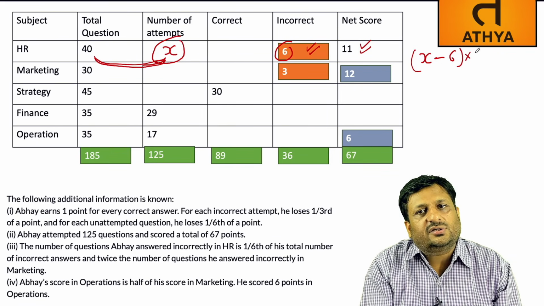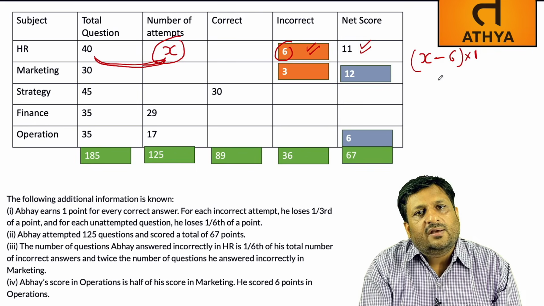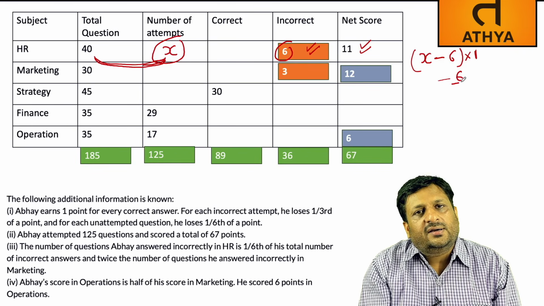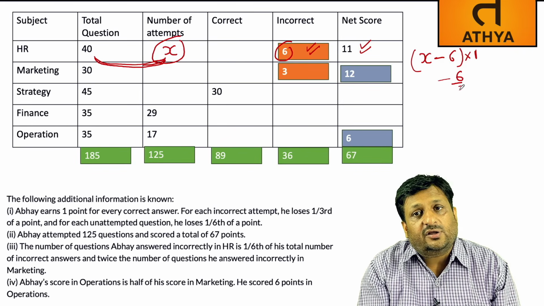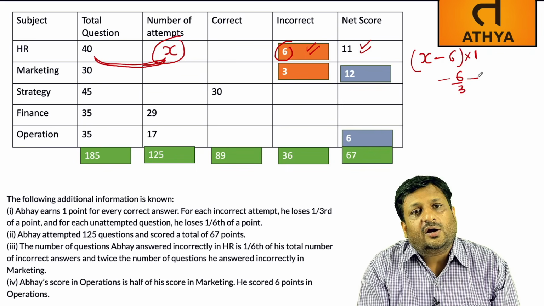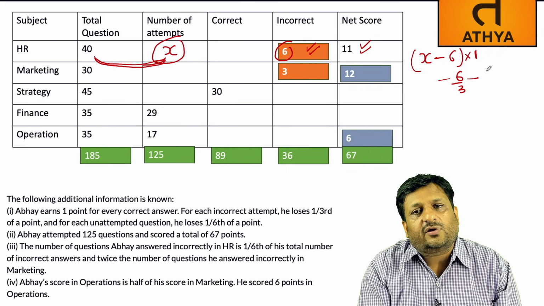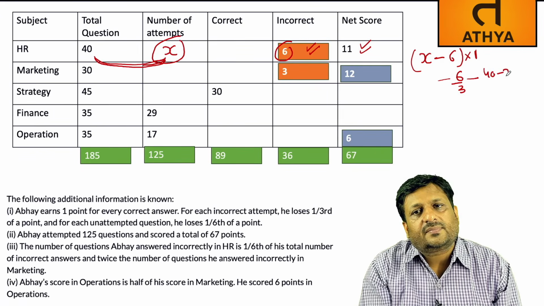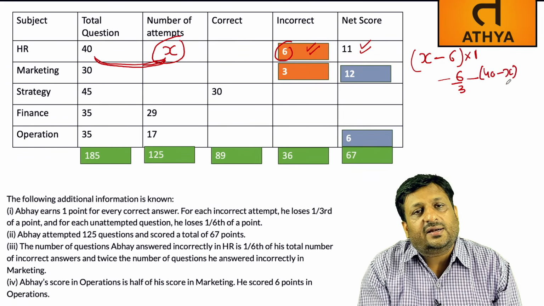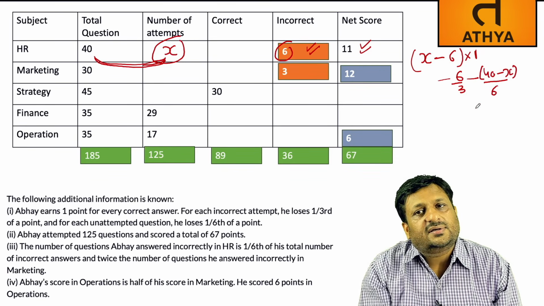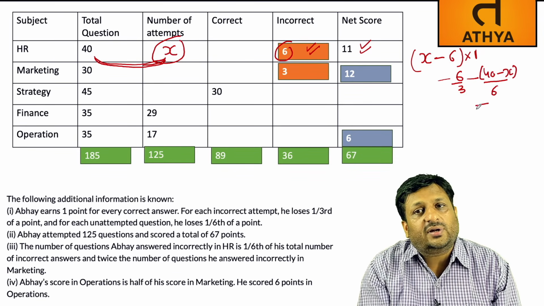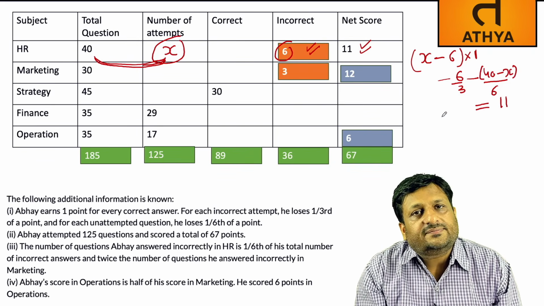Why? Because 6 are incorrect. For every correct question he gets 1 mark. For every incorrect he attracts a penalty of 1/3 marks. And how much did he leave? He left 40 minus X. And for every unattempted question, the penalty is 1/6. And this is his net score, and net score should be 11. So we can solve this.